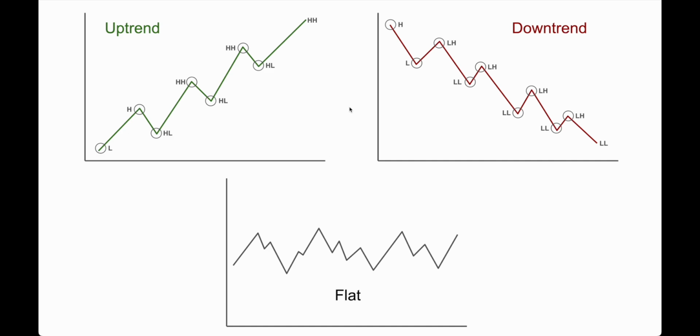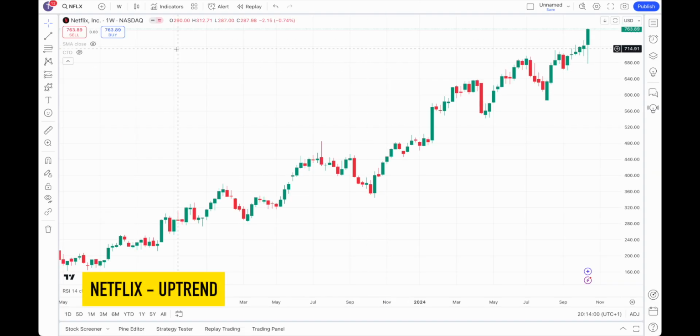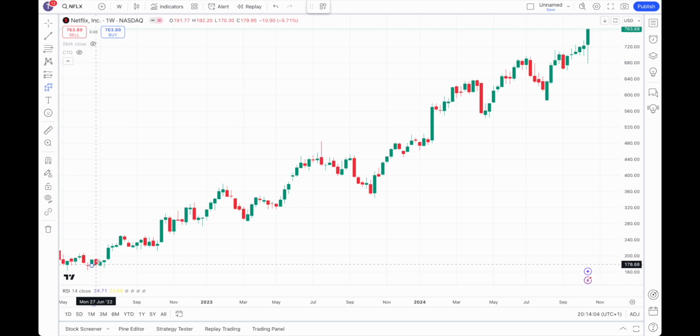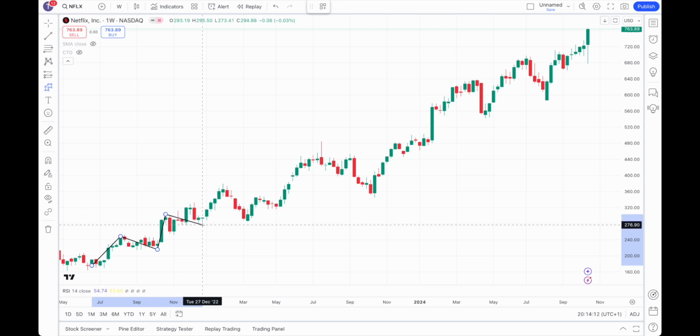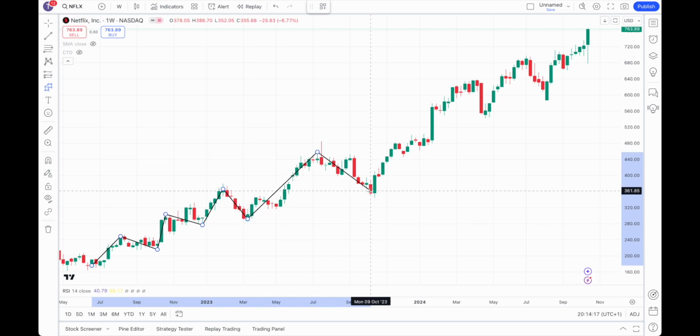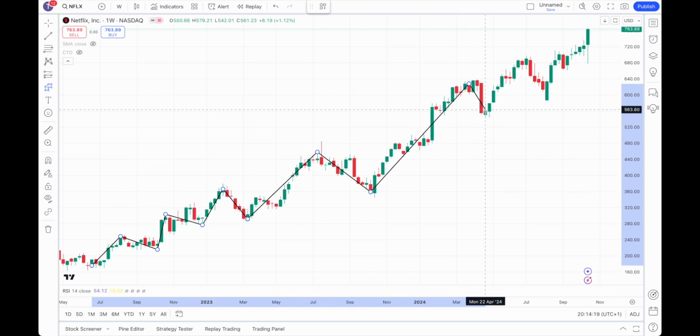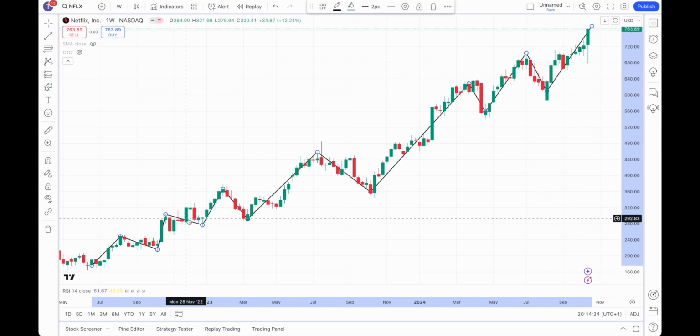Now I'm going to show you some examples on real charts of uptrends, downtrends, and a flat chart as well. I'm going to start with Netflix. You can see this is the weekly chart of Netflix. You've got a low here, it makes a high, then you've got a higher low, you've got a higher high, you've got a higher low, you've got a high, and so on. I can do this all the way through. I'm skipping some areas just so it's easier for the sake of the video. But you can see this is an uptrend and this is the reason why.